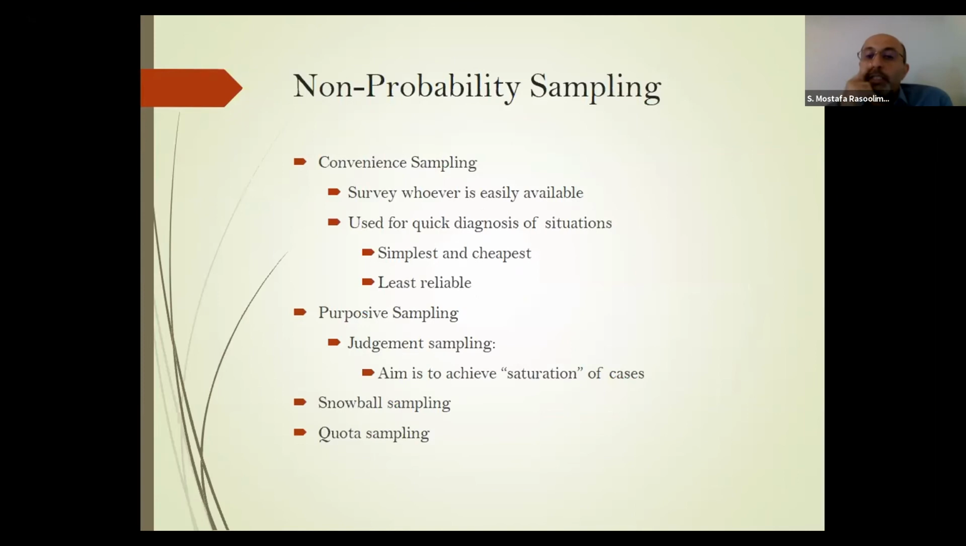Under non-probability, we have convenience sampling. Convenience sampling is the least reliable sampling. We have some friends and we want to collect data from our friends and relatives. It is easy and convenient for us to collect data. So this type of sampling is least reliable, so try not to use this sampling, right? Another one, the most common under non-probability, is purposive sampling.